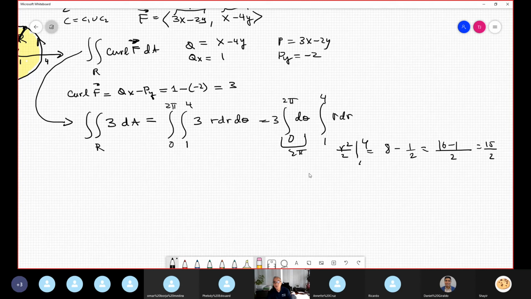15 over 2, no? Okay, so what is the answer? Well, the answer is 3 multiplied by 2 pi multiplied by 15 over 2. At least these two cancel out. 45 pi is the answer.